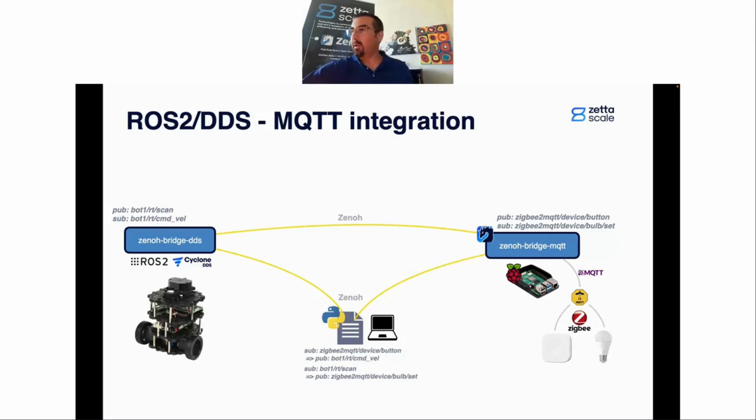And what I will deploy now is a simple Python script that I'm running here on another host. And this Python script will subscribe on Zenoh. So it will not run any MQTT or DDS code, just pure Zenoh code. It will subscribe to MQTT messages which are published on a specific key expression named ZigBee to MQTT /device/button.